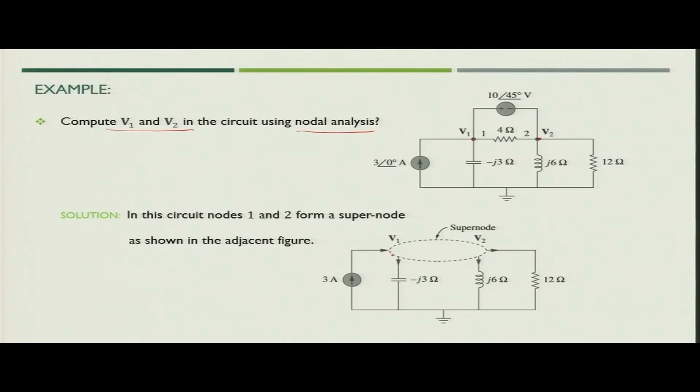We create one super node which includes V1 and V2, and we will apply KCL for this super node. If you apply KCL at the super node, what do you get? You get 3 ampere as a current going inside and the other 3 currents are going out. So, what can we write? 3 equals V1 upon minus j3, plus V2 upon j6, plus V2 upon 12.